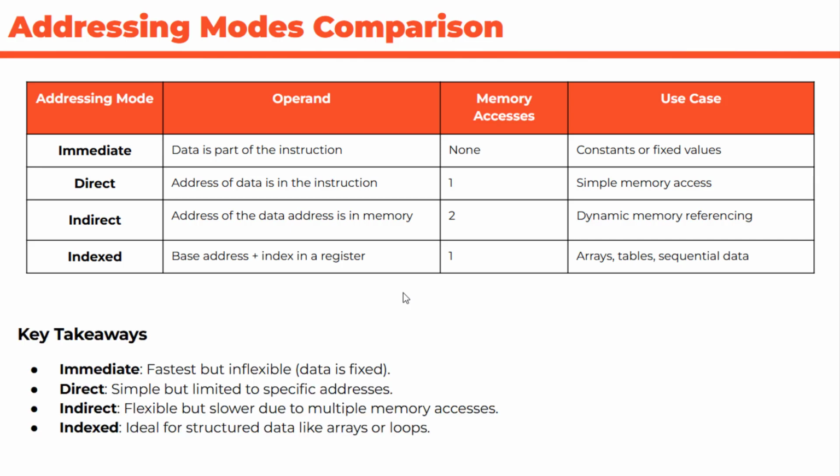So key takeaways: immediate is fast but inflexible, direct is simple but limited to specific addresses, indirect is flexible but slower because you've got multiple memory accesses, and then you've got indexed, which is ideal for structures like arrays or loops and iteration.